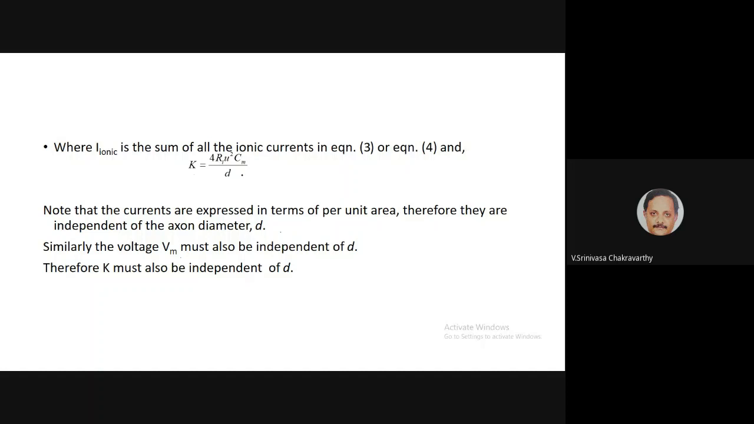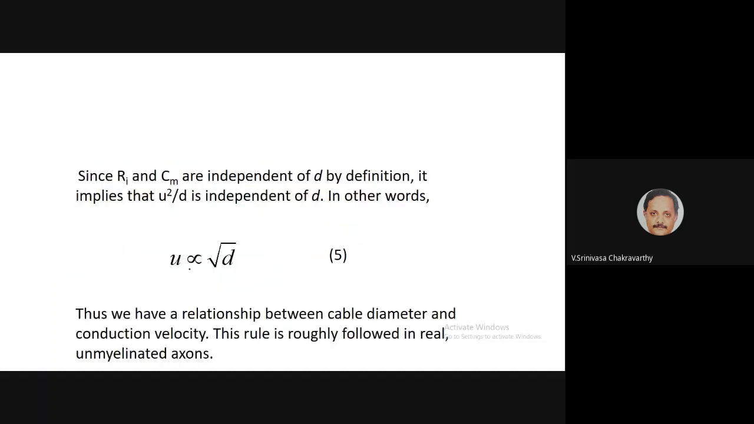Now d obviously is diameter dependent. The only quantity which is now questionable is u square. Since Ri is independent, Cm is independent, and k is independent, u square by d also must be independent of diameter, which means u square must be proportional to d. Only then will you have a cancellation of d from inside u square. So u square is proportional to d, or u is proportional to root d. That means the propagating velocity along the axon must be proportional to the square root of diameter.